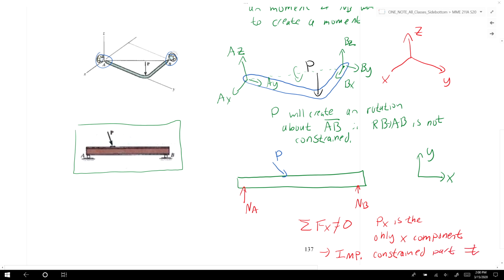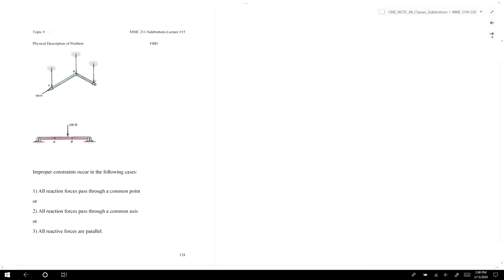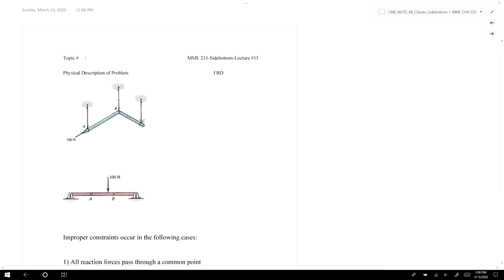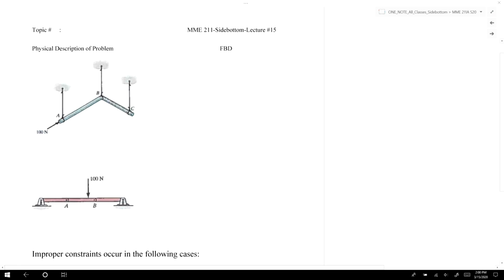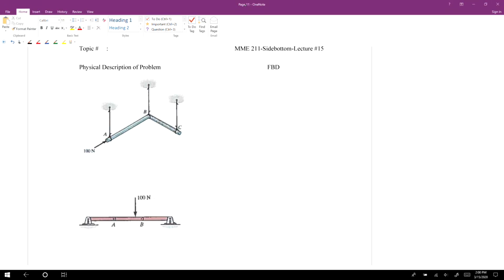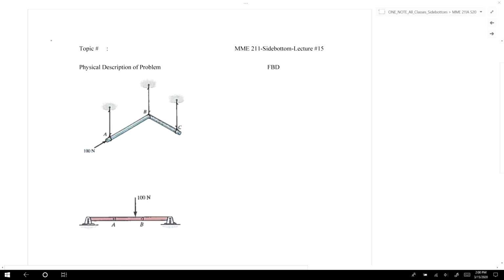All right. So if we go to the next page, we'll see a few more of these. You can feel free to stop the video at any time and see whether or not you can determine how these are improperly constrained. These examples are improperly constrained.